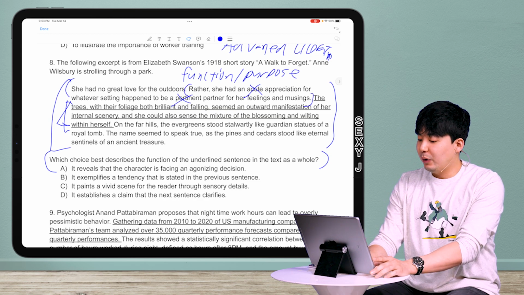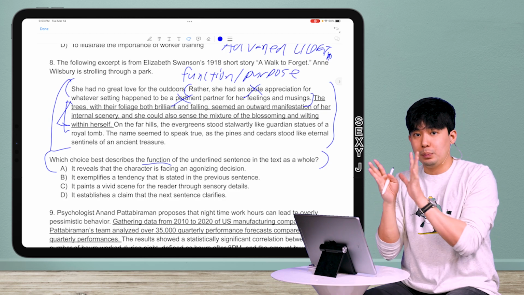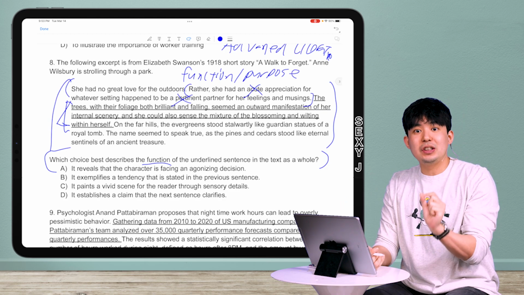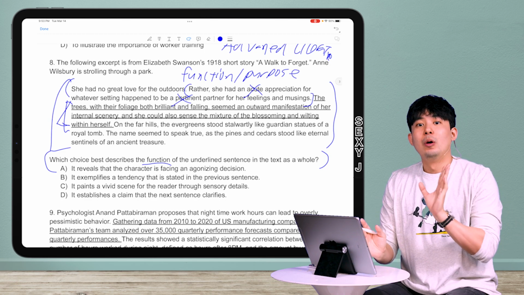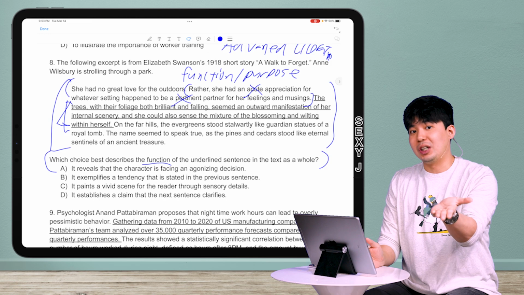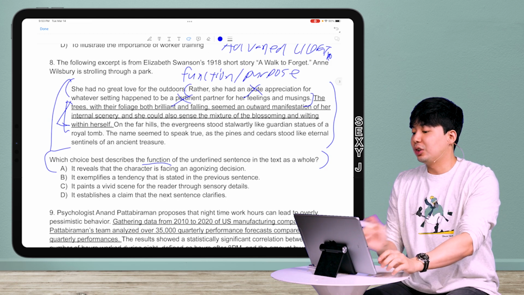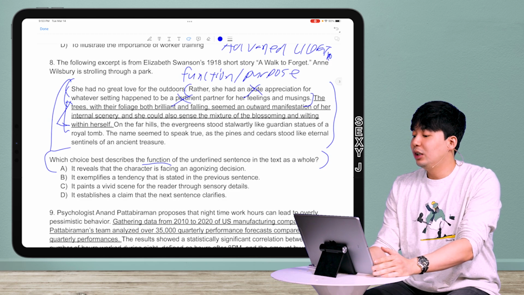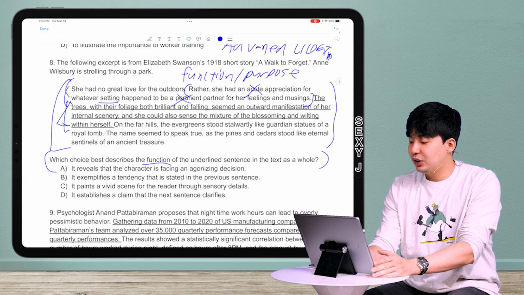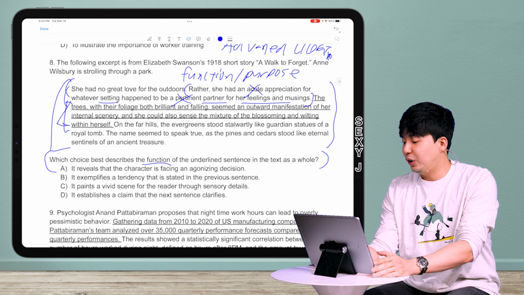So, if I'm asked about the function or purpose of an underlined part, the actual sentence doesn't really matter. I know that sounds crazy, right? But the actual sentence doesn't really matter. What matters is the sentence before. You all knew that, right, from my other videos? So the sentence right before, what did we just say? She doesn't really love the great outdoors, but she appreciates settings that are partners for her feelings and musings.